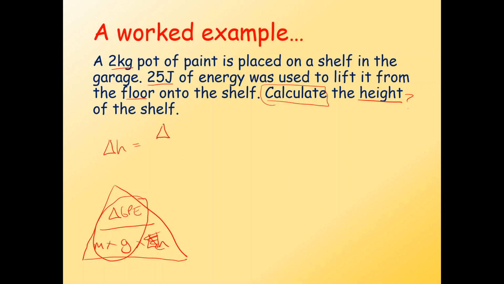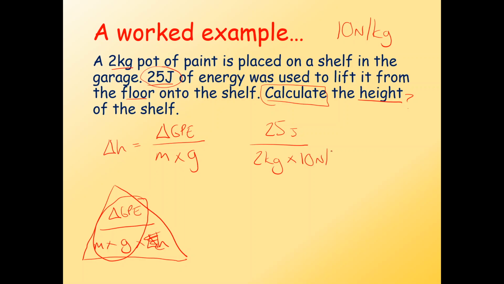So change in height is equal to the change in gravitational potential energy divided by the mass times the gravitational field strength. Now it hasn't said what that is, but we know that gravitational field strength on Earth is 10 newtons per kilogram. We've got the change in gravitational potential energy. It's told us that that's the energy we've used, so we've substituted that in. We've got 25 joules. The mass was 2 kilograms, and the gravitational field strength was 10 newtons per kilogram.